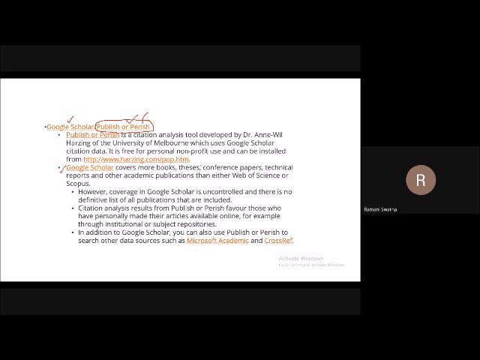Google Scholar talks about books, theses, conference papers, technical reports, and other publications which are present in Google Scholar exclusively, rather than just Web of Science or Scopus. How to do it? This is actually an advanced level of searching for bibliographic metrics. However, I will show it to you tomorrow. So tomorrow is a day dedicated only to the software.